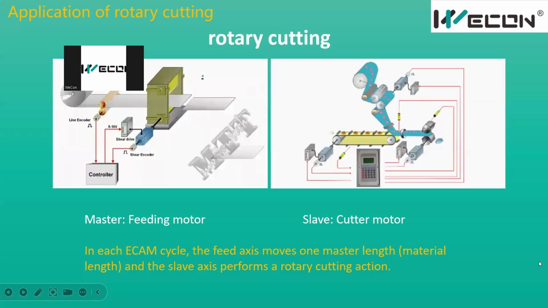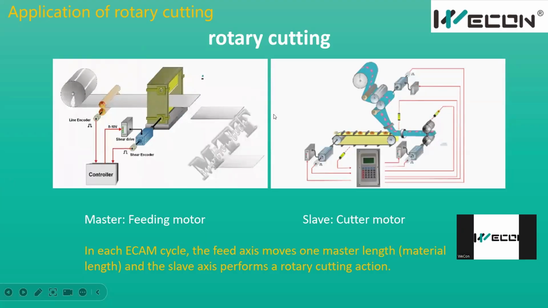This picture we have already seen in our last training. This is the rotary cutting. Master is usually the feeding model, and the slave is the cutter model. In each ecam cycle, the feed axis will move one master length, which is the material's length, and the slave will perform a rotary cutting action.